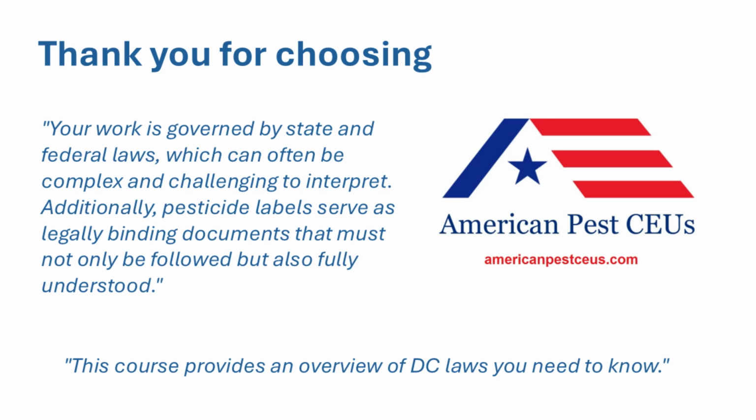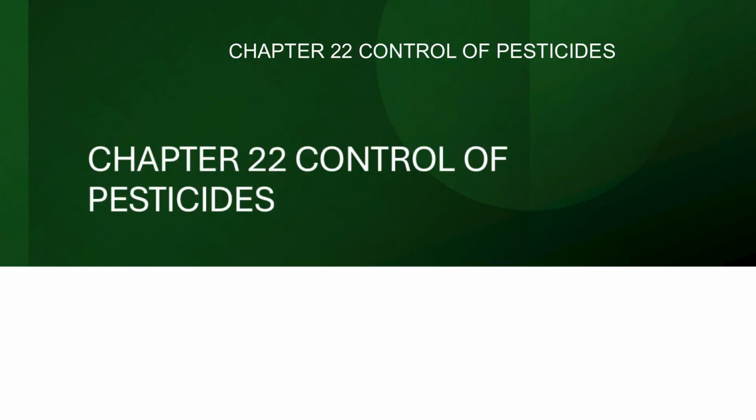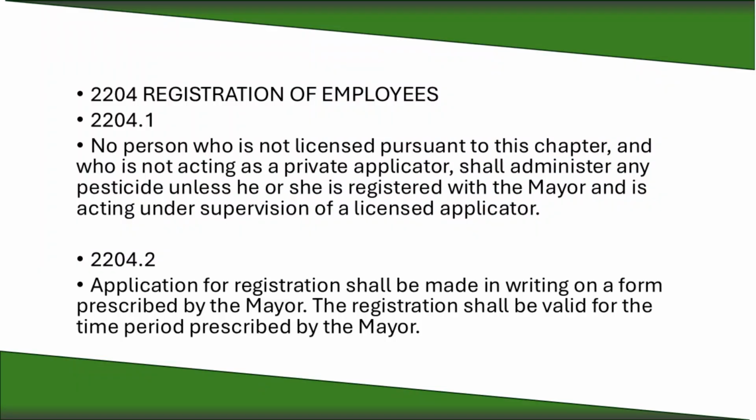Your work is covered by state and federal laws, which can often be complex and challenging to interpret. Additionally, pesticide labels serve as legally binding documents that must not only be followed but also fully understood. District of Columbia Municipal Regulations, Title 20 Environment, Chapters 22 through 25, and parts of Chapter 4. Chapter 22, Control of Pesticides. 2204, Registration of Employees.